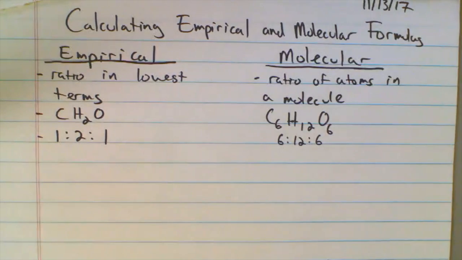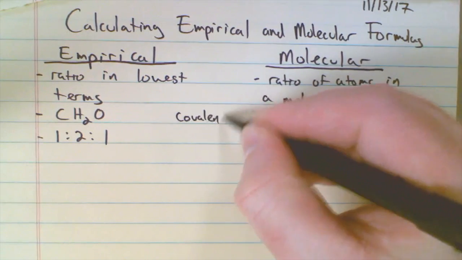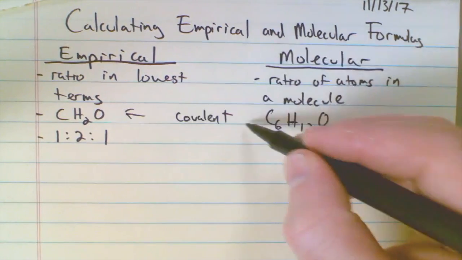What kind of compound is glucose, by the way? We want to use the big overarching titles of things. It's covalent. It's got all nonmetals. So covalent, bond sharing, all nonmetals.